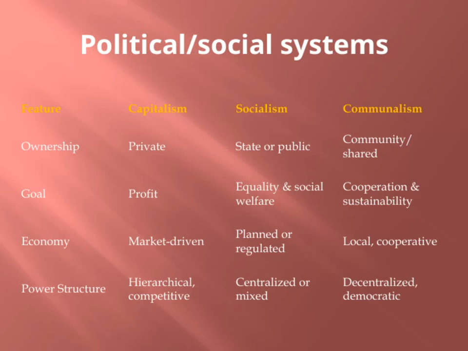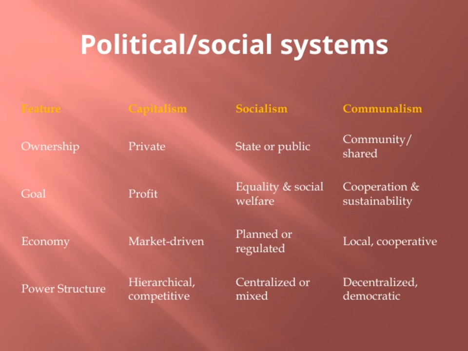Let's take a closer look at this table that compares 3 different economic and social systems: capitalism, socialism, and communalism. Starting with ownership, in capitalism, property is privately owned, meaning individuals or companies have control over resources. In socialism, ownership shifts to the state or is held publicly, aiming to manage resources for the collective good. And in communalism, ownership is shared within the community itself, emphasizing shared responsibility and collective stewardship.